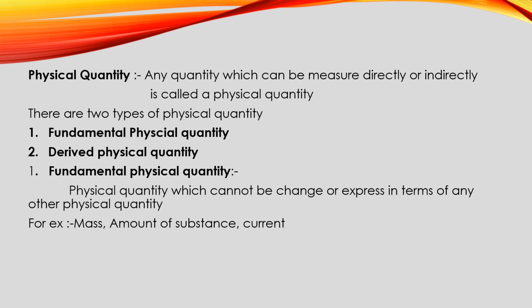Then next we are going to see about physical quantities. Any quantity which can be measured directly or indirectly is called a physical quantity. There are two types of physical quantity: fundamental physical quantity and derived physical quantity. First we are going to see about the fundamental physical quantity. A physical quantity which cannot be expressed in terms of any other physical quantity, or we can say the physical quantities which are independent. For example, mass, amount of substance, current, etc.